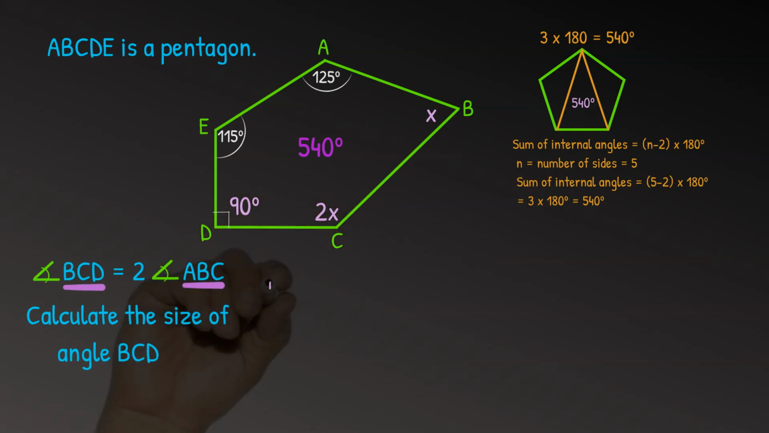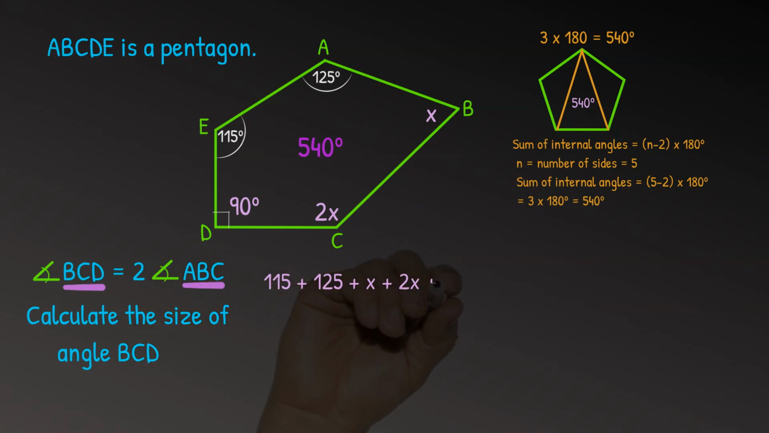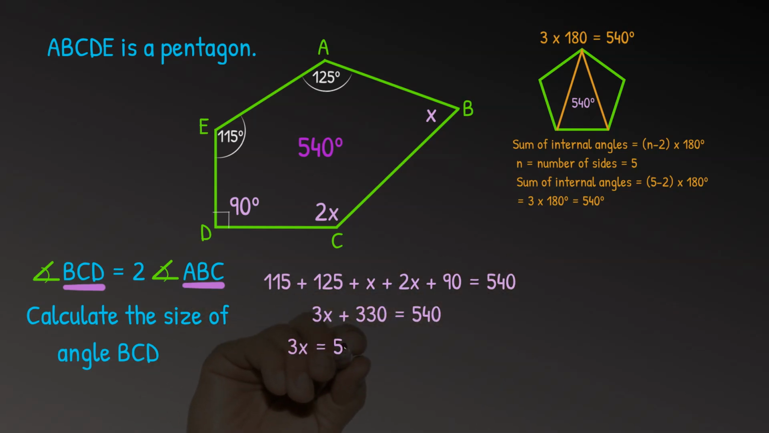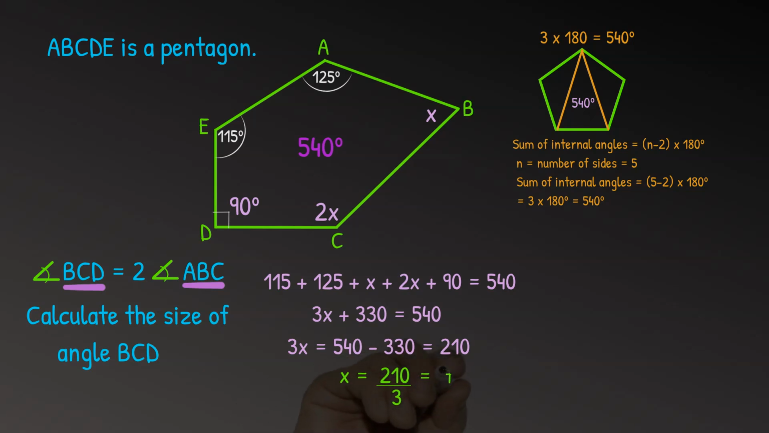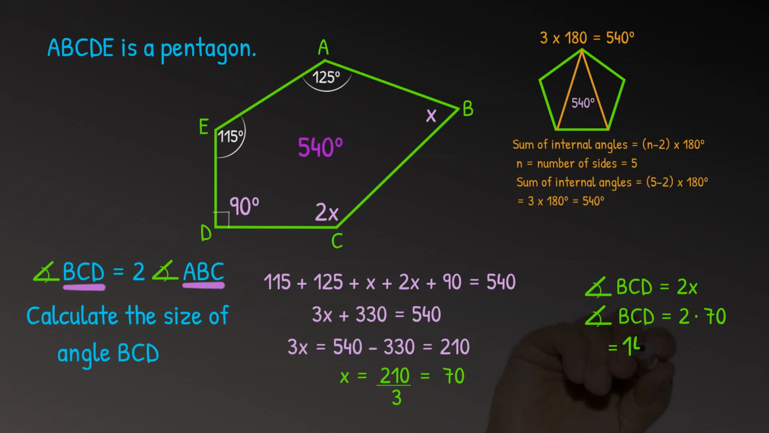Therefore, if we add 115 and 125 and x and 2x and 90 together, we get 540. And with a bit of algebra, we have 3x is equal to 210. Therefore, to find out x, we divide 210 by 3, which gives us 70. But the question asks us to work out angle BCD, and that's 2x, so we know that that's equal to 140 degrees.